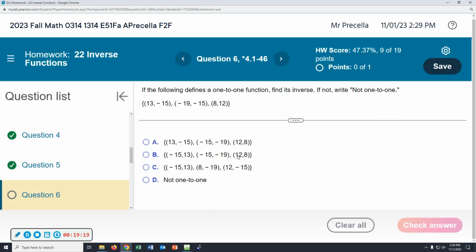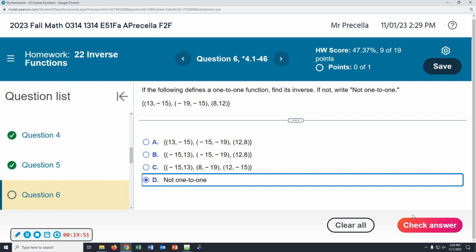Number 6 is another one like that. Looking at number 6, it's the same instructions. If it's one-to-one, find the inverse. If it's not one-to-one, just say it's not one-to-one. Is this one one-to-one? What's wrong with it? There are two negative 15s as y coordinates, there and there. Negative 15 is being repeated, so you'd select not one-to-one.